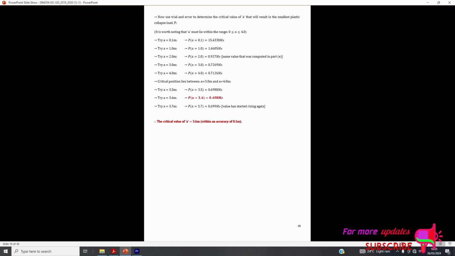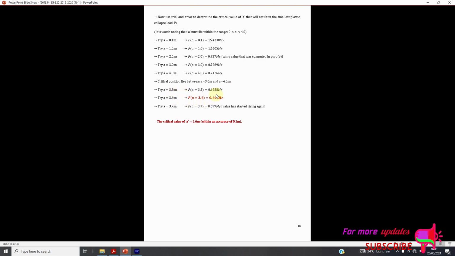Try 0.1, then you get this answer. Try 1 meter, you get this answer. Now try 2 meters, you get this answer, the same value that was computed in part E. Now try 3, you get this answer. Try 4, you get this answer. Now the critical value lies between a equal to 3 and a equal to 4, because they have the smallest values.